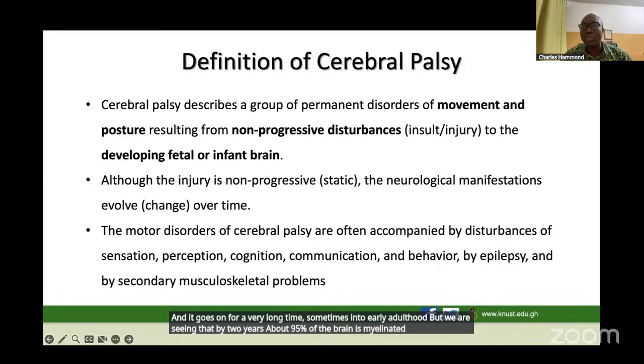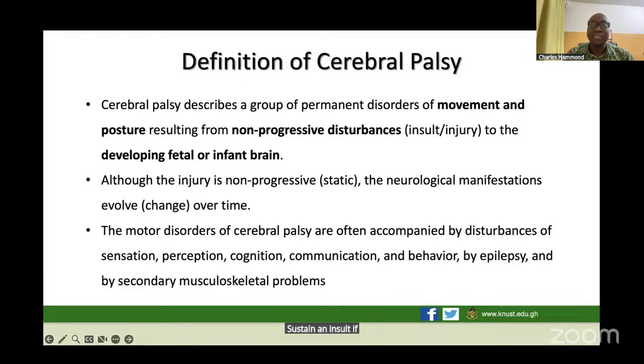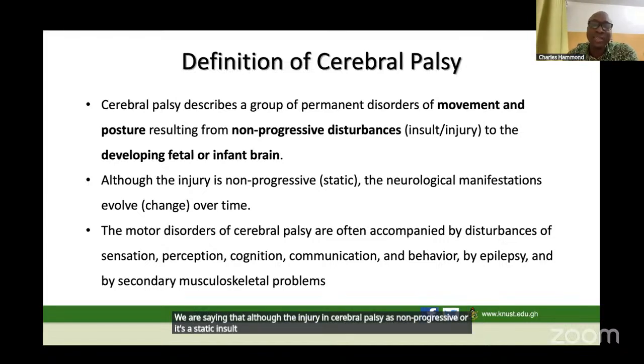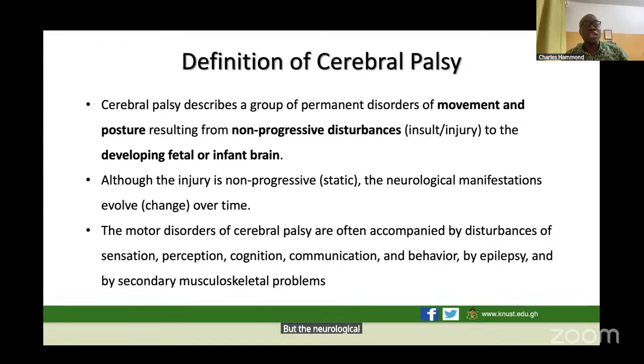And so between that time from conception to 2 years, the brain is very fragile and it will easily sustain an insult if it is subjected to such insults. And that is when most patients with cerebral palsy have their insults occurring. We are saying that although the injury in cerebral palsy is non-progressive, or it's a static insult, or in other words, it is a one-time insult, the neurological manifestations evolve or they change over time.